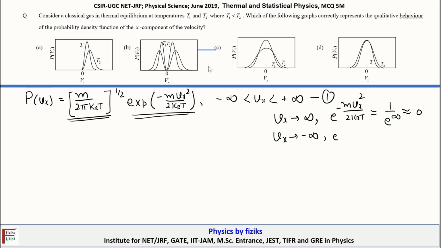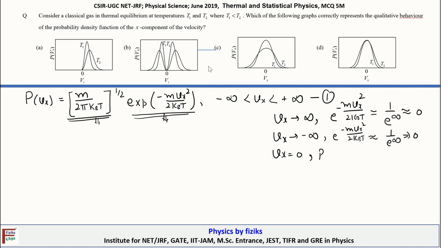So in that case also, this exponent m Vx square upon 2 kBT, again it can be approximated to be 0. Okay, so that means under these two extremes the function approaches 0. Now that means somewhere in between, let's say the common point is when Vx is equal to 0. So what is the value of this probability distribution function? When Vx is equal to 0, the exponent turns out to be unity, and we will be left with only this quantity.